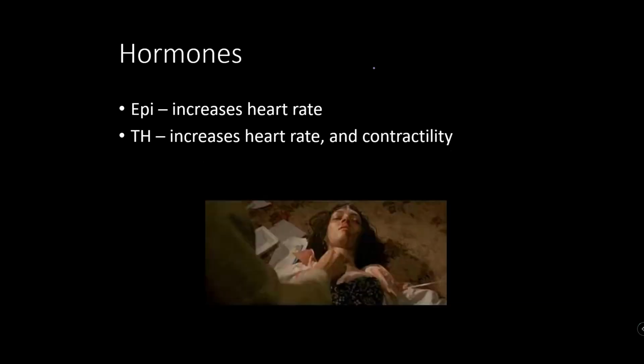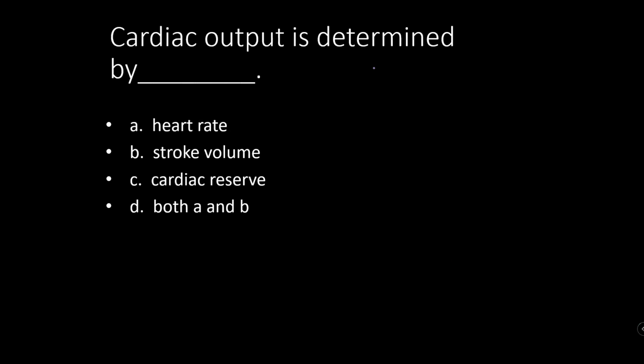Lots of hormones are going to have an effect on your heart rate. We talked about epinephrine way back in chapter 16. That's going to increase heart rate. Remember, that's the same thing as adrenaline. Thyroid hormone is also going to increase heart rate, and it is going to increase stroke volume. So both of those are two things that are going to increase your cardiac output.